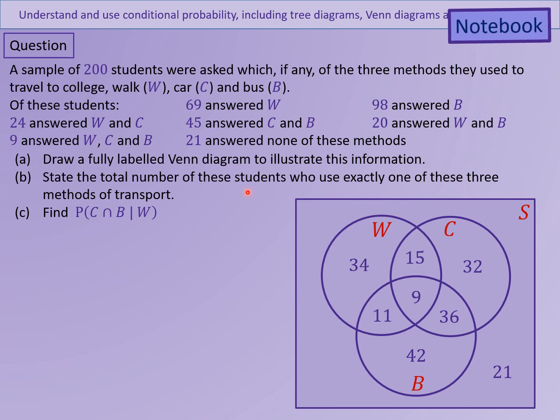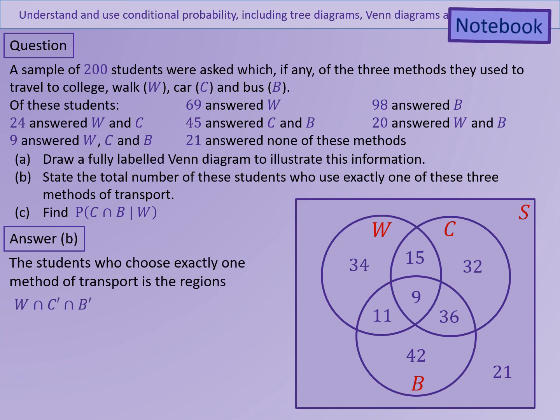State the total number of students who use exactly one of the 3 methods of transport. So you might have students who say, we only walk, the students who say we only take the car, or the students that say we only take a bike. All right, not the combos. Now you can do it using all the different numbers at the top, or you could just work it out from the Venn diagram.